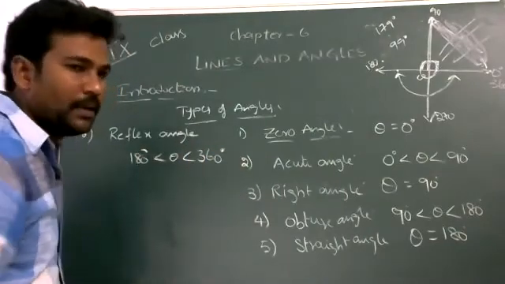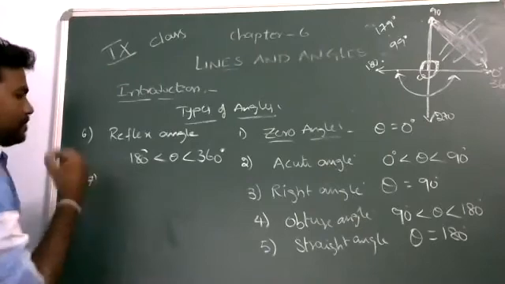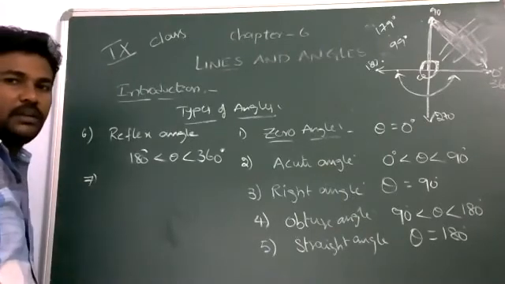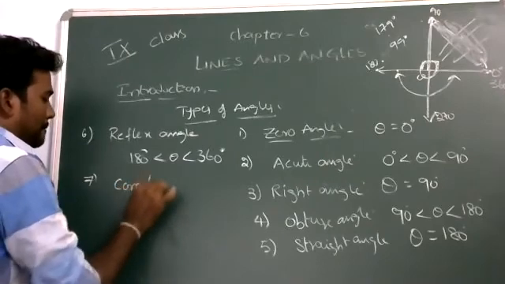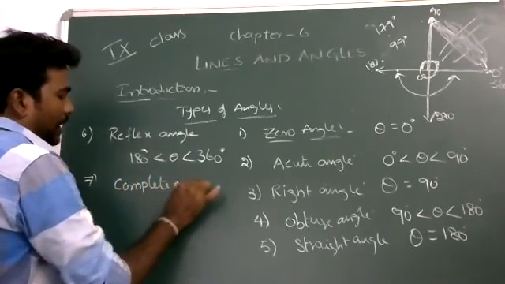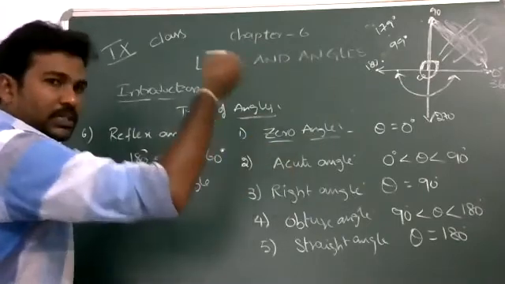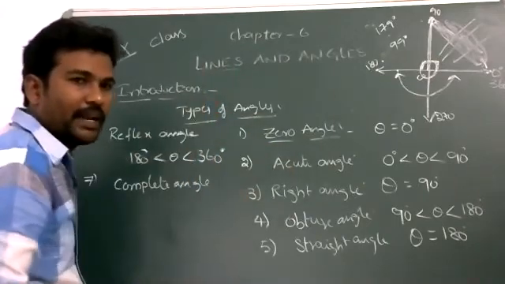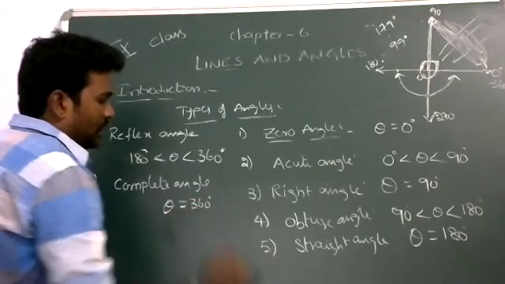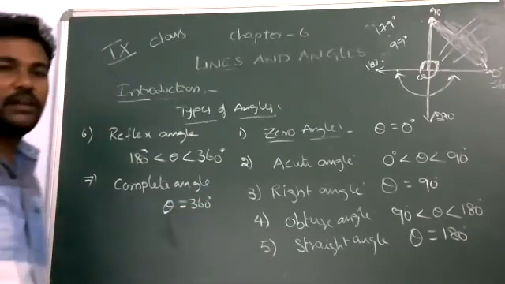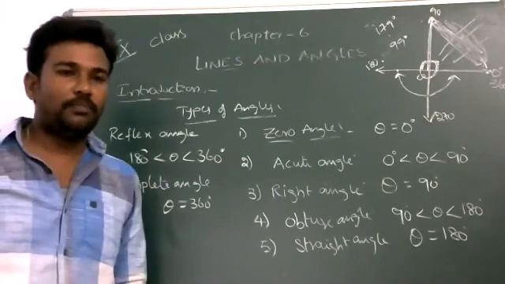Is it clear? Next comes the seventh one, the complete angle. Complete angle means one circle completed, one rotation completed. Then the angle equals how much? The angle equals 360 degrees. Then those angles are called complete angles.